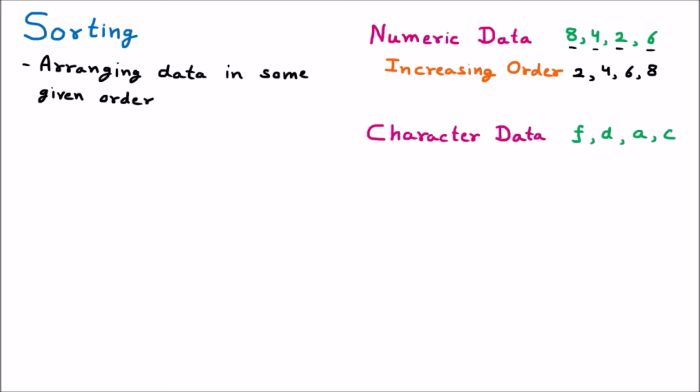Now we are discussing the decreasing order. Decreasing order is exactly the reverse of the increasing order. Whenever we take the largest element and go towards the smallest element, that is called the decreasing order. In the above numeric data, the largest is 8, then afterward 6, then 4, then 2. So this is the decreasing order. So in the numeric data, we can perform increasing and decreasing order.